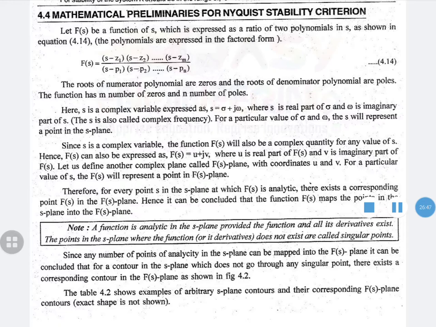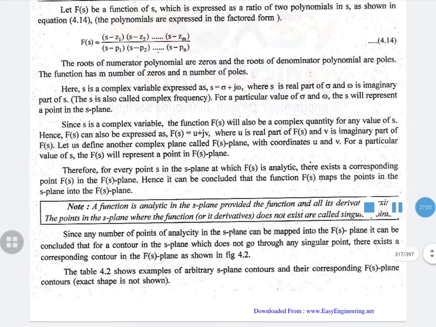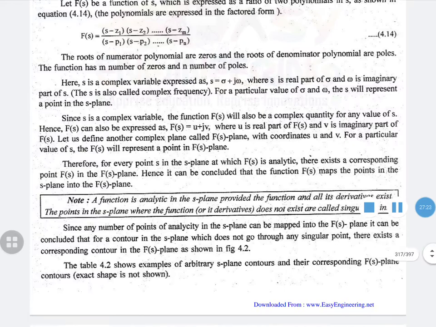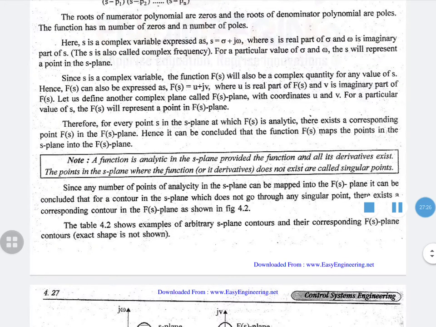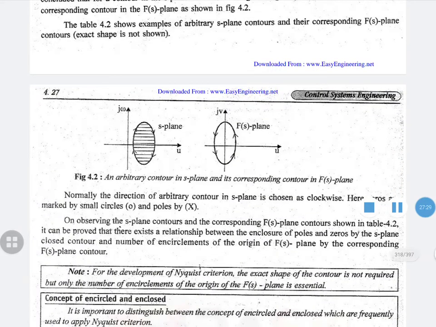we are starting from the s domain. We have studied the s domain earlier, where s is equal to sigma plus j omega. Sigma is the real part and omega is the imaginary part. Okay, so we are introducing another expression, or another transfer function, F(s). F(s) is equal to u plus jv, where u is the real part and v is the imaginary part. This we have studied earlier.